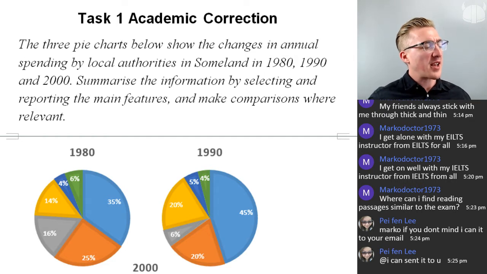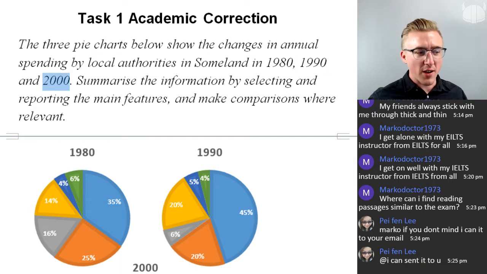So let's look at our topic. The 3 pie charts below show the changes in annual spending by local authorities in some land in 1980, 1990, and 2000. Summarize the information by selecting and reporting the main features and make comparisons where relevant. Okay, so this is the name of the country. We have 3 years here.